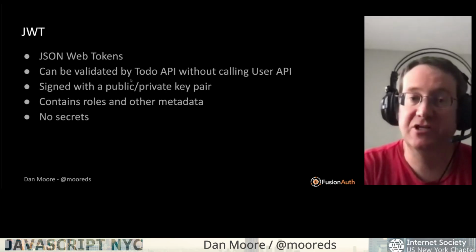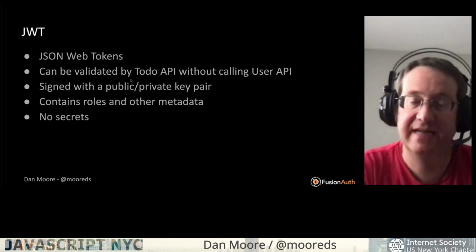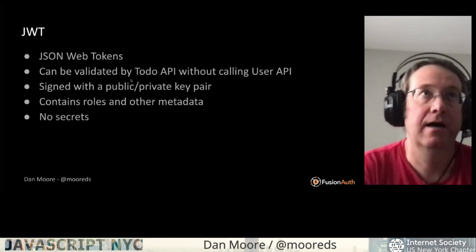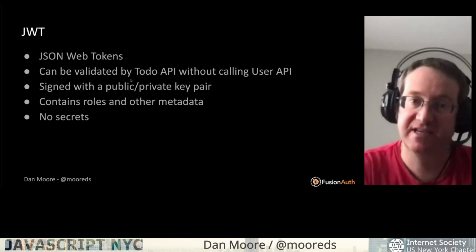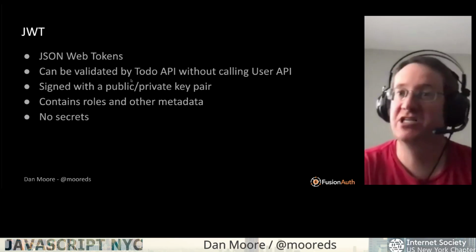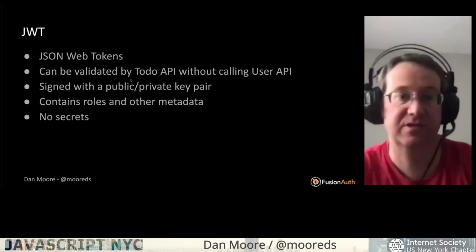The other nice thing that you can do is you can actually sign them with a public-private key pair. And so in that case, you can verify that the user API generated this JWT without sharing any secrets with them. And we'll see how that would work in a couple of slides.